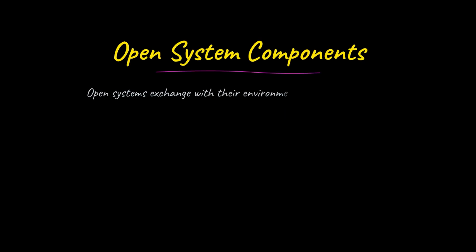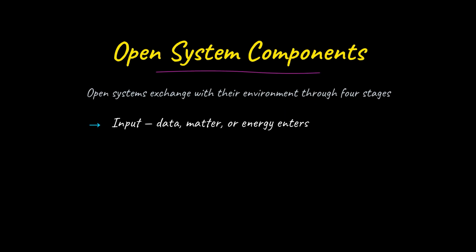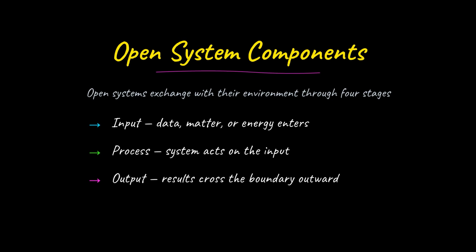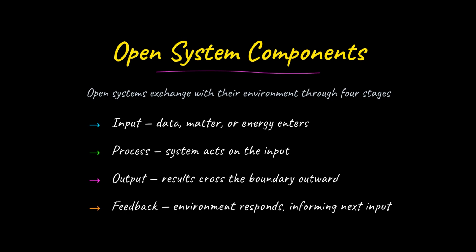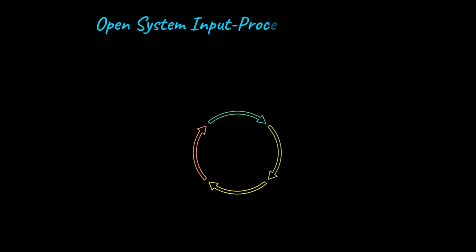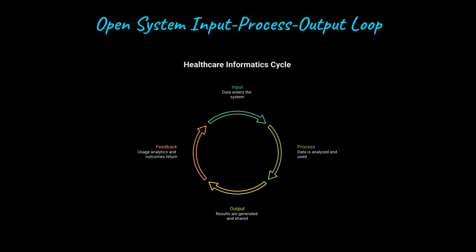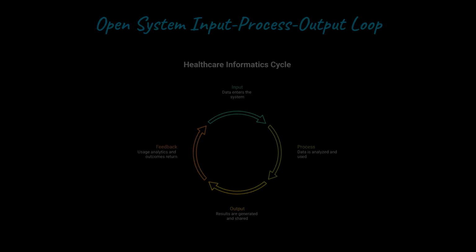An open system runs on a continuous loop. It takes inputs, transforms them, produces outputs, and relies on feedback to stay aligned with its environment. Remove any one step and the system slowly drifts out of phase. An electronic health record is a textbook open system. Lab results and outside records flow in, clinical decisions flow out, and feedback, like medication alerts or usage analytics, loops back to improve the next cycle.